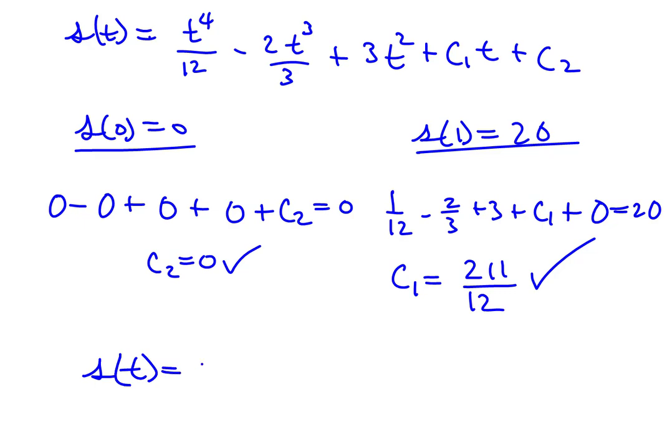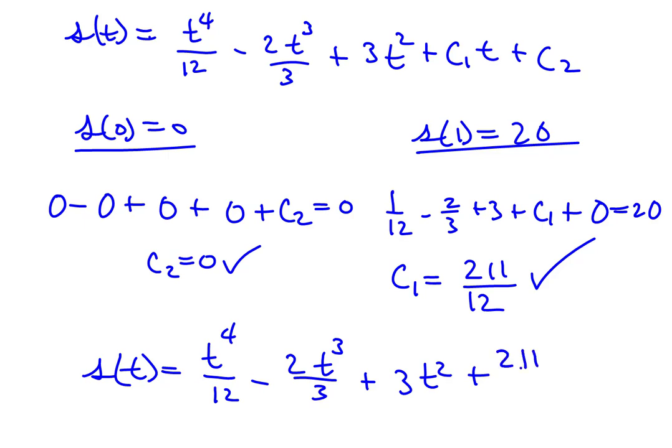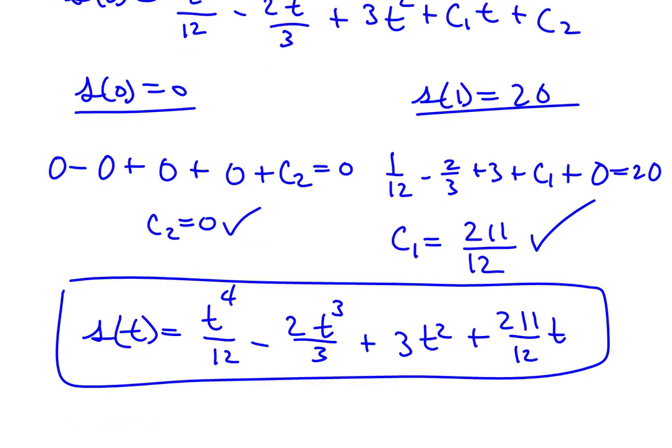Which means in summary, we can say s of t, our position function that we were looking for, should be t to the 4th over 12 minus 2t cubed over 3 plus 3t squared plus c1 times t. Well, again, c1 we found to be 211 over 12, so it's that times t, and then plus c2, but we said c2 is 0, so really you don't even need to put the plus 0 on the end. We'll just box this up as our answer for s of t and leave it right there. This would be the particular solution given those conditions in the beginning.